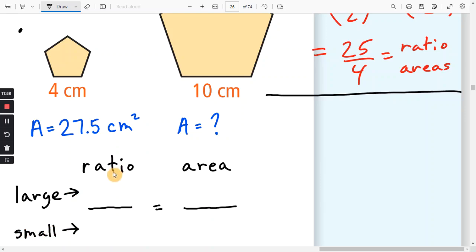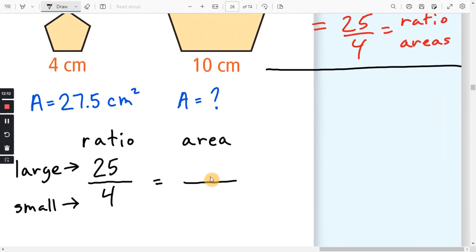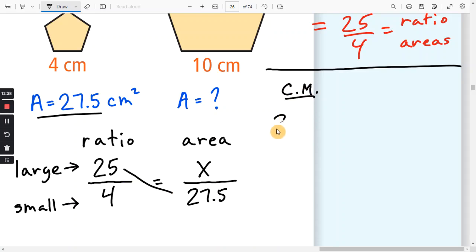Okay, the ratio for the area we found was 25 over 4. The area of the larger one, that's what we're looking for. Okay, we don't have the area of that pentagon, so we can call it X. And the area for the small one that was given in the problem, that's 27.5. Now, who knows what we can do at this point? Well, one of the things you can do is cross multiply. Okay, top times bottom is going to be 25 times 27.5.